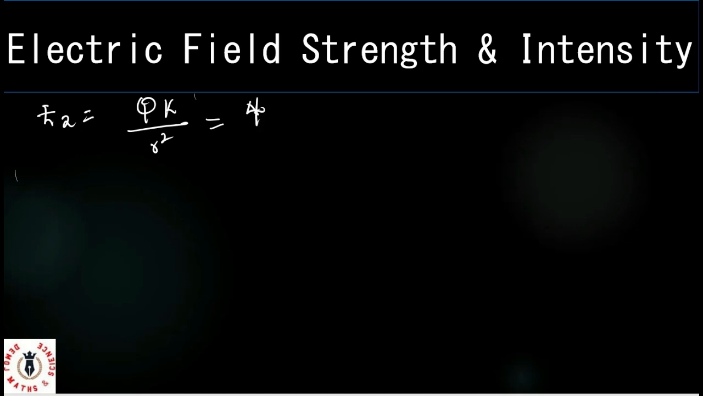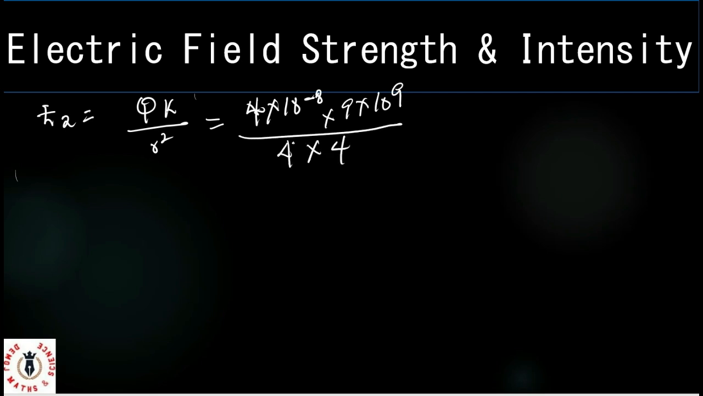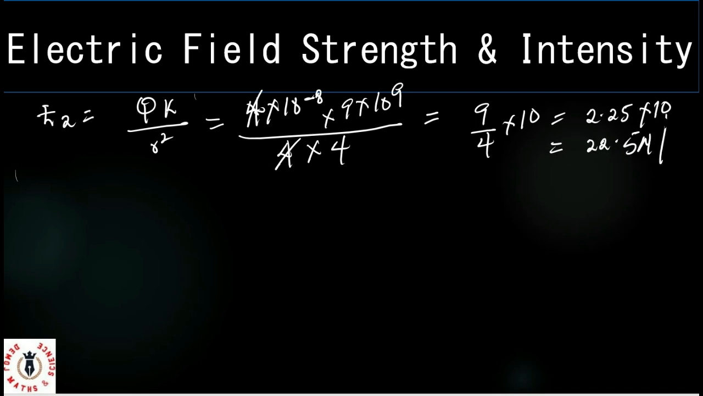That's 4 times 10 raised to power minus 8 times 9 times 10 raised to power 9 over R squared. That's 4 times 4. 4 is already given in meters. 4 cancels 4 here, so that I will have 9 over 4 times 10, which is the same thing as 2.25 times 10. That's the same thing as 22.5 newtons per coulomb.